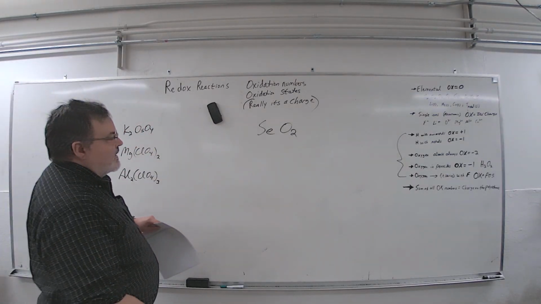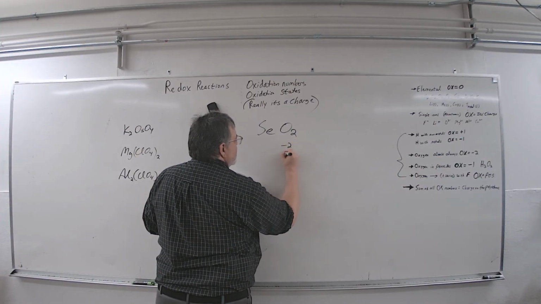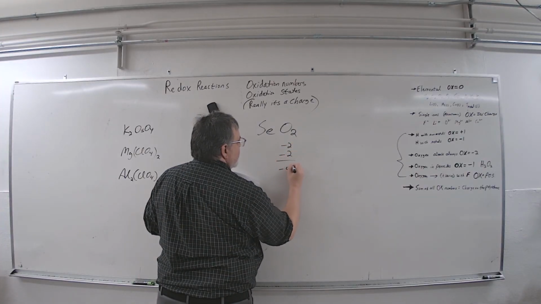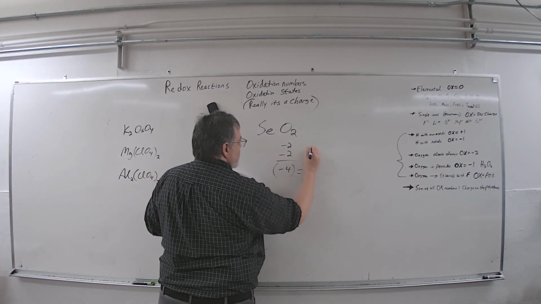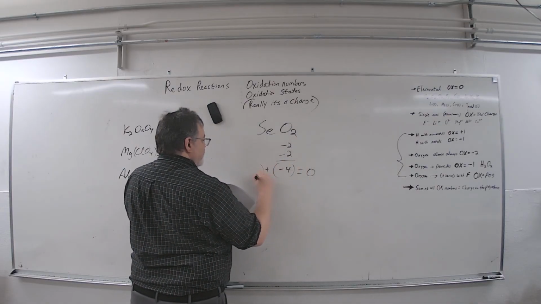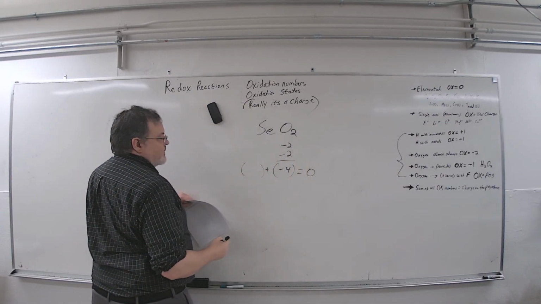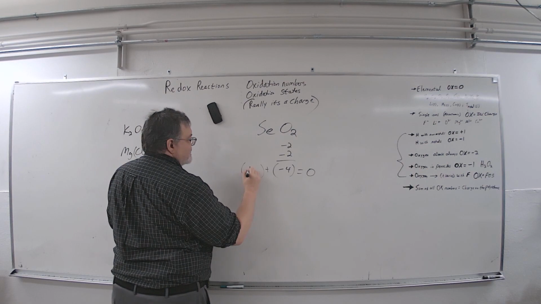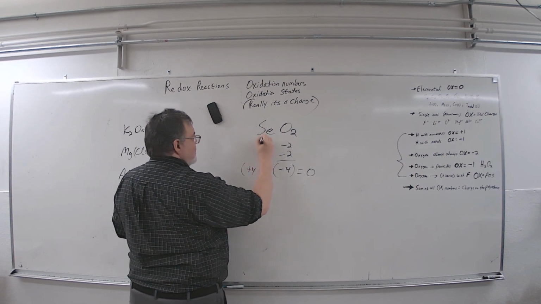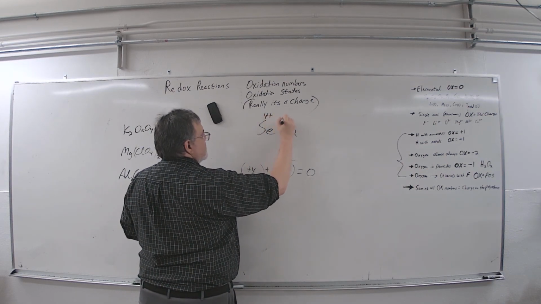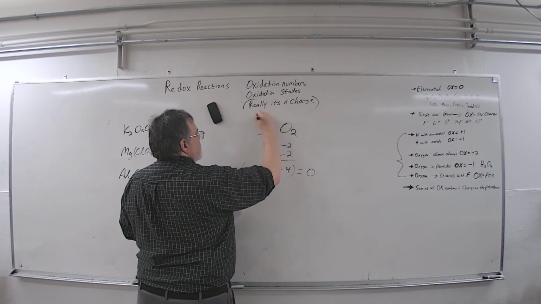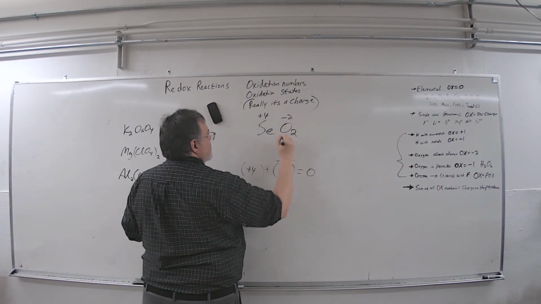Oxygen, not a peroxide. -2, -2, -4 equals 0 because there's no charge here. So this is just like doing ionic compounds. So this has to be plus 4. So the selenium is 4 plus.